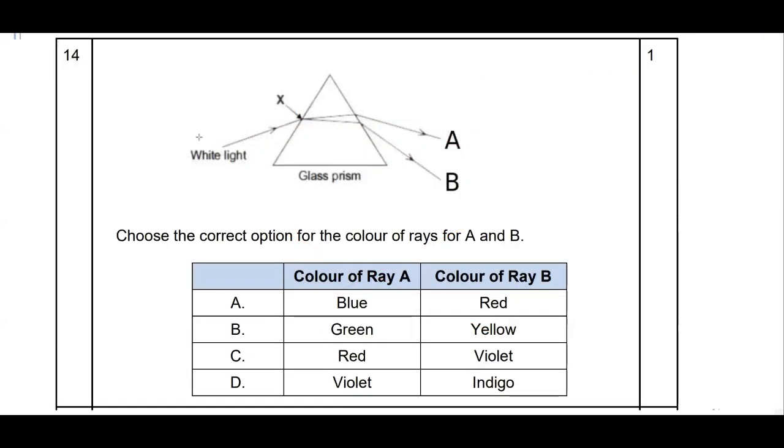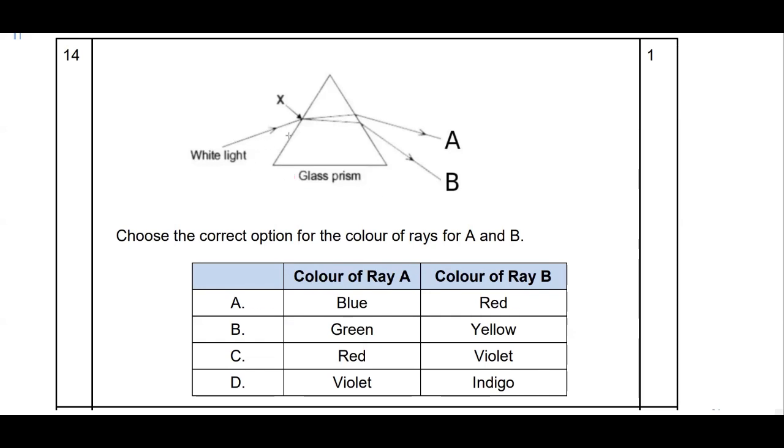In question number 14, as you can see, a white light is incident on a glass prism. This is the point of incidence, and in the emergent ray, as you can see here, there is a dispersion of light taking place, the splitting of white light into its component colors. Now choose the correct color.